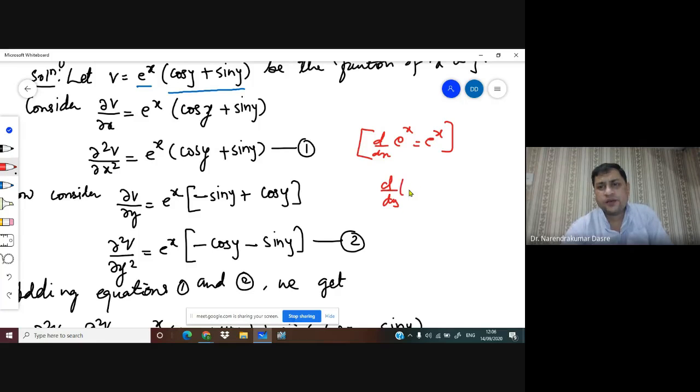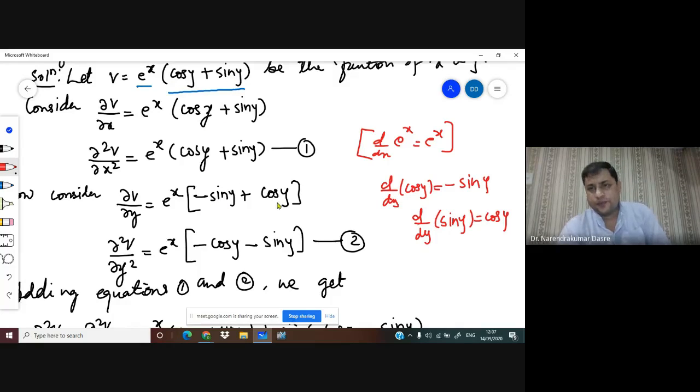The derivative of cos y with respect to y is minus sin y, and the derivative of sin y is cos y. So here I have taken the derivative of this term with respect to y, which gives minus sin y, and the derivative of sin y is cos y, according to the derivatives that we have studied earlier.